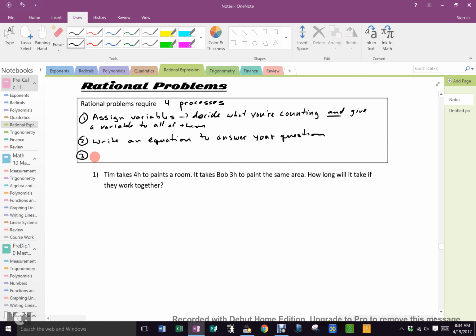Step three, you must solve the equation. But remember, solving the equation is still not the answer to the problem. And process four is take your answer from three and apply it. Because these things are actually going to give you a real life answer, something that we can actually do something with.